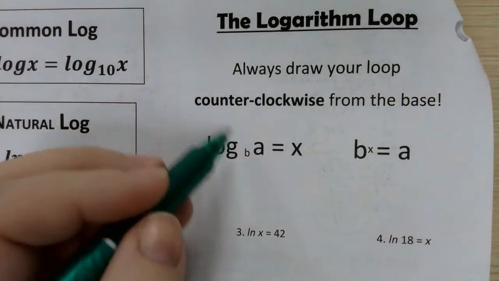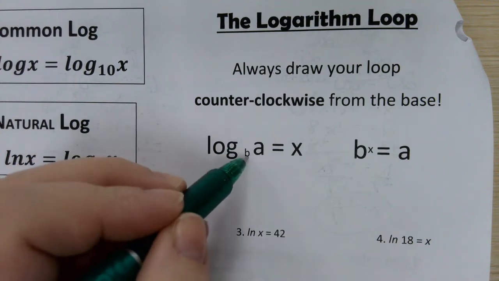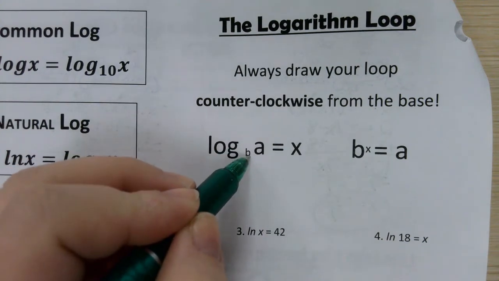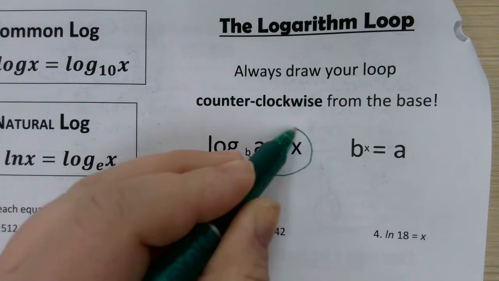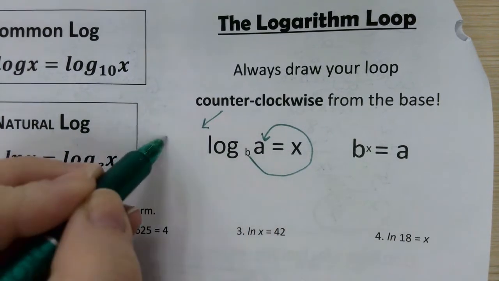So you can draw a loop to kind of tell you the order that it would appear when it's in the other form. We always start our loop at the base. It always goes around the equal sign, usually counterclockwise if the log is on the left.